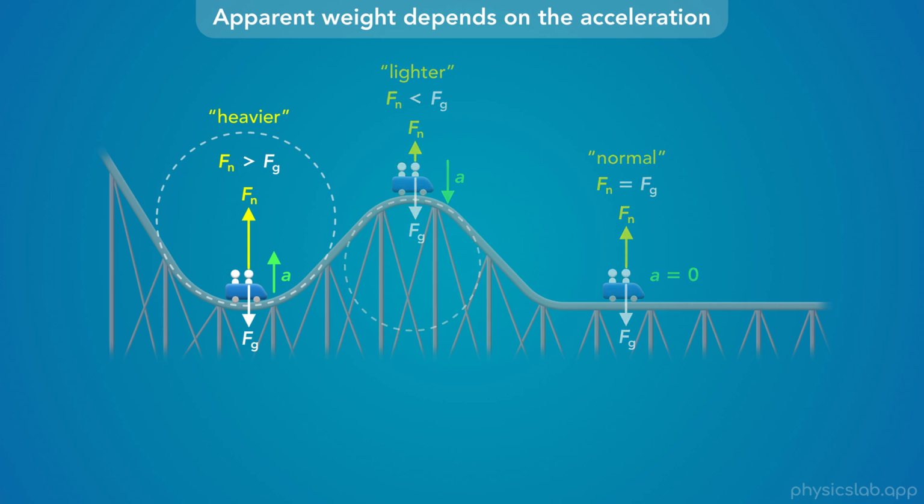So when you're at the bottom of a curve, the acceleration and the net force is upwards, so the normal force is greater than the weight force, and your apparent weight is greater than your actual weight, and you feel heavier. At the top of a curve, the acceleration and net force is downwards, so the normal force is less than the weight force, and your apparent weight is less than your actual weight, so you feel lighter. And if you're not accelerating up or down, your apparent weight is equal to your actual weight, and you feel normal.